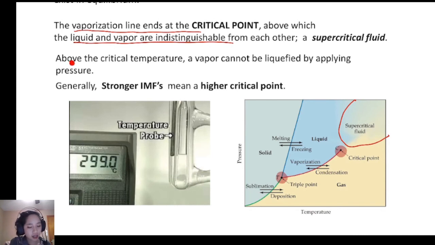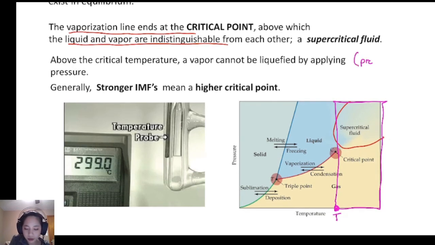Essentially, a little bit more about this temperature. At this critical temperature, or your critical point, a vapor cannot be liquefied by applying pressure any longer. So any temperature in this box, if you're anywhere above this temperature, you cannot liquefy something by applying pressure, like our propane example.